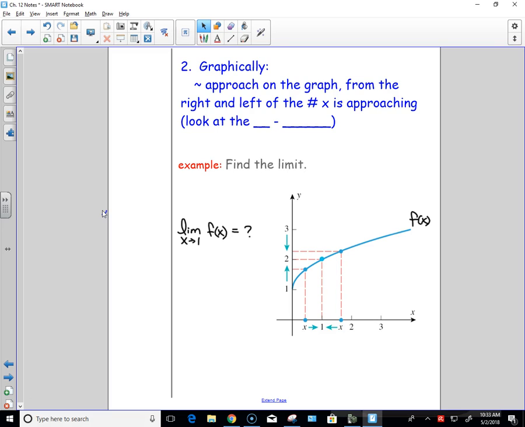Graphically, we've kind of been building up to graphically. We played with our calculators a little bit. Graphically, still kind of keeping it basic. If we're looking for a limit on a graph, we're going to have to approach from the right and the left of the number x is approaching, aka, didn't we call it a? If I want to find the limit, aren't I looking at the y values?